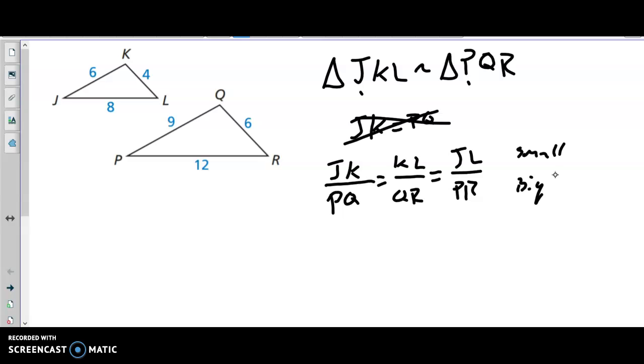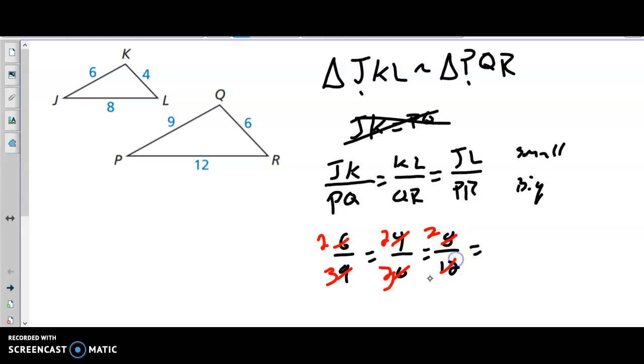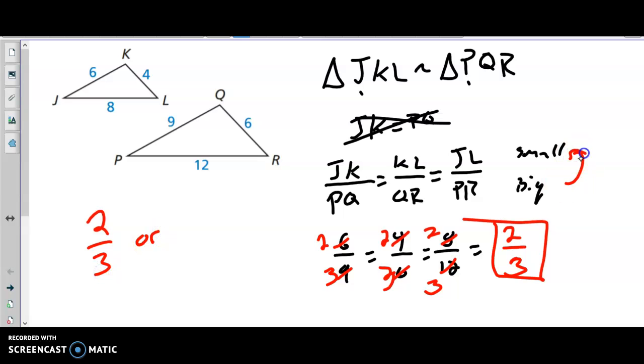But if we look at this, JK is 6 divided by 9, KL is 4, QR is 6, JL is 8, PR is 12. Those all reduce. 6 and 9 both have 3. 3 goes into 6 twice, and 9 three times. So this is 2, this is 3, and they all are equal to 2 over 3. This is our scale factor. So I have 2/3. Or if you flipped these around, you could say that it's 3/2.